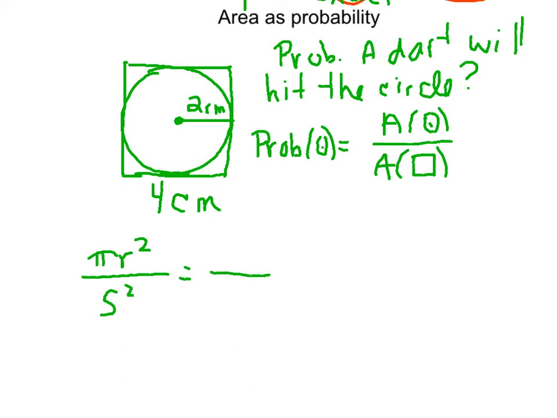Let's put in some numbers. The radius of the circle is 2. When we square it, we get 4. For the bottom of our fraction, we need to square the side measure. The side measure is 4, and 4 times 4 is 16. So now we can reduce the 4 and the 16. 4 goes into itself once. 4 goes into 16 4 times. Write it over to make it look good.